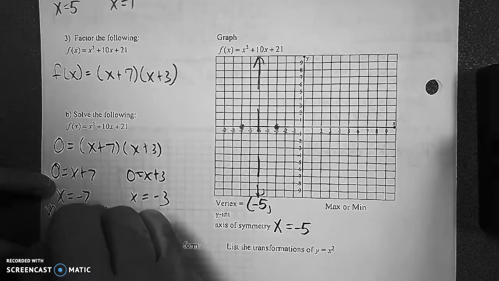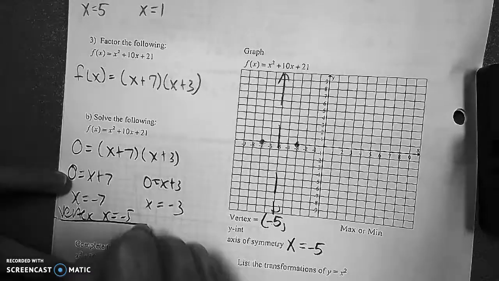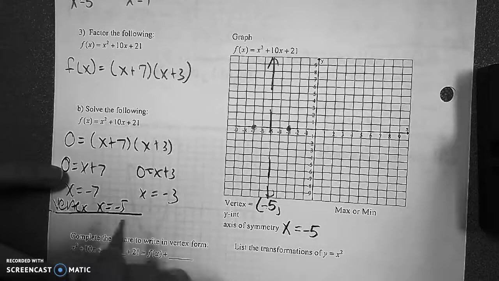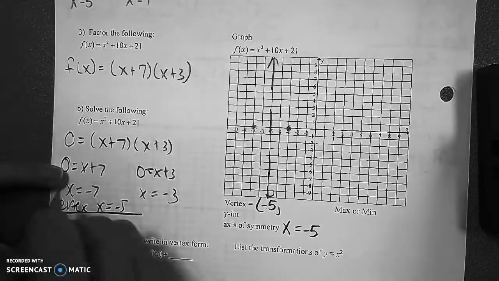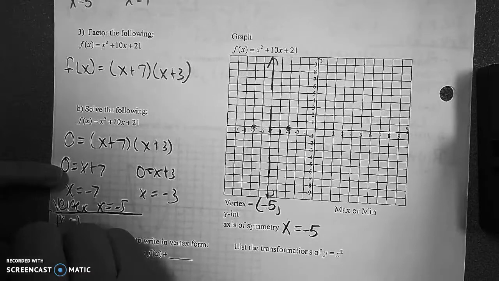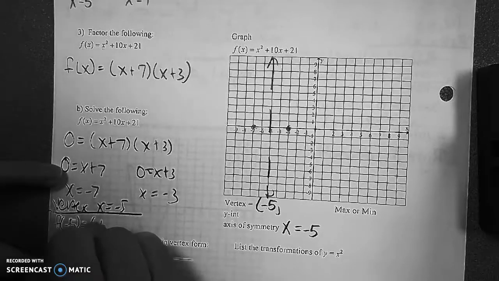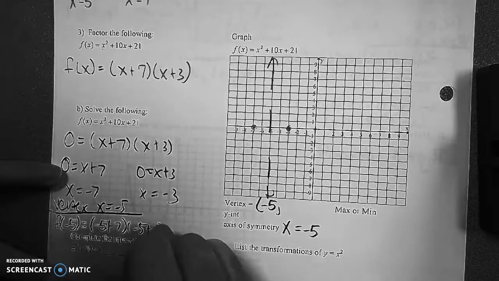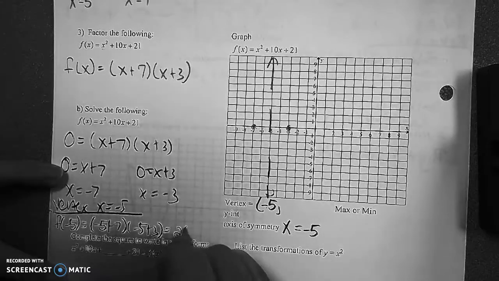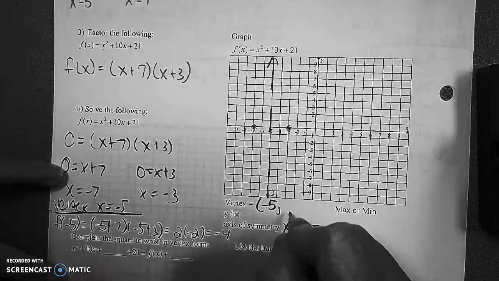If I know an x, I can easily find a y. So I can take x and I can plug it in. And again, you can do standard form or factored form. I've already mentioned I prefer factored form. So (-5 + 7)(-5 + 3). That's going to give me 2 and -2, so -4.